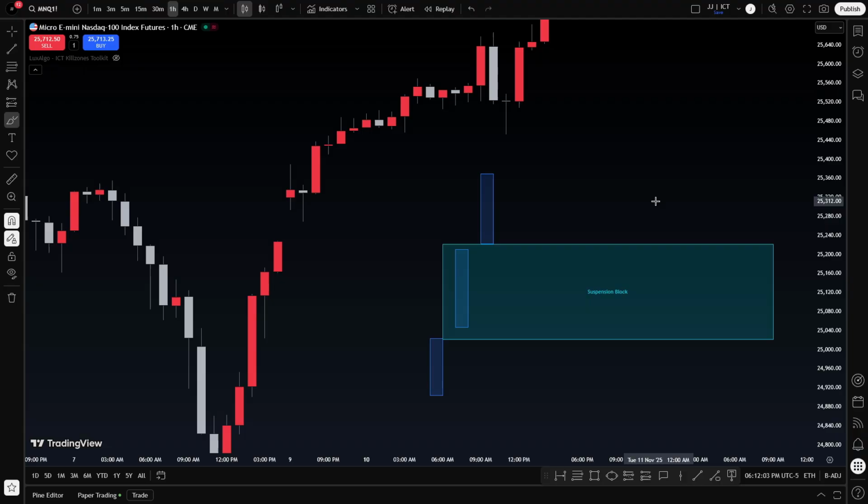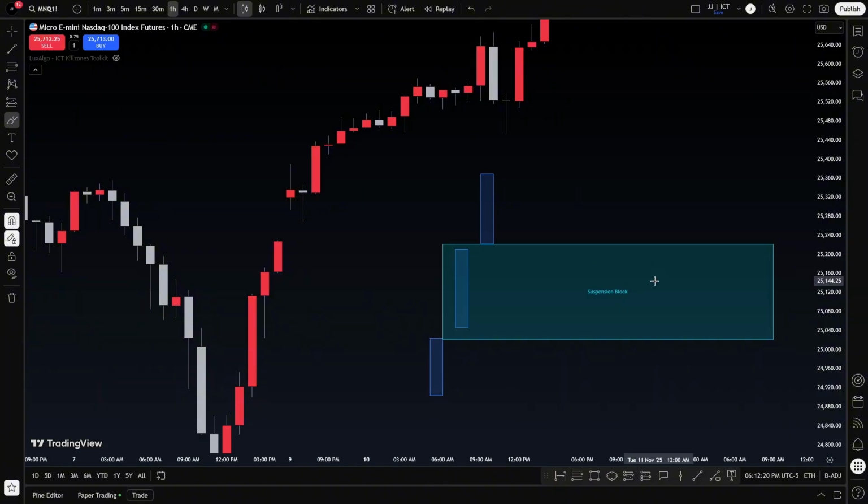Okay, and there is a suspension block, I think on the 4-hour or the hourly right now on the NAS that you can see. I think it's somewhere last week or the first week of November. You should be able to find it. It's within that crazy crash, like that 1,000-point crash. But anyway, yeah, this is the suspension block.